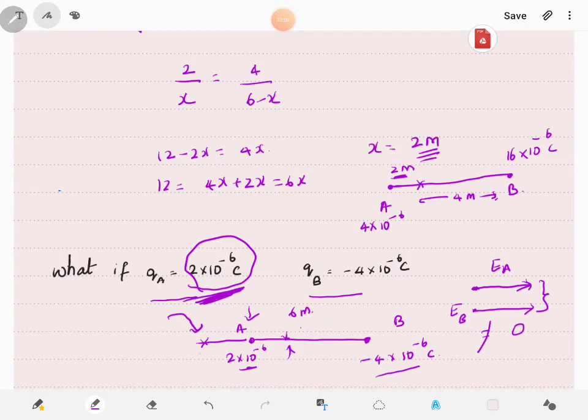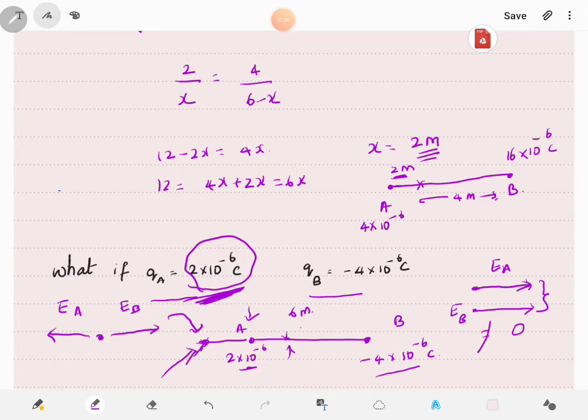Take a look at this point. If I take directions of electric field at this point to the left hand side of 2 into 10 power minus 6 Coulomb, electric field due to A will again be pointing away from the charge, which is to the left hand side, EA, while this time the electric field due to B will be pointing to the right hand side. Why is this to the right hand side? Because it's a negative charge, and electric field due to a negative charge is always pointing radially inwards. So therefore, it falls outside the line joining the two charges.